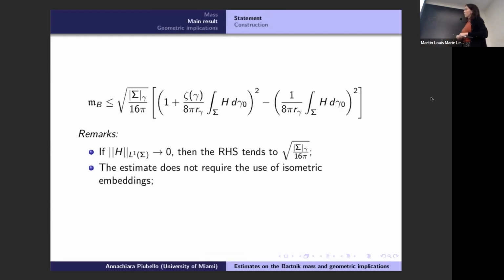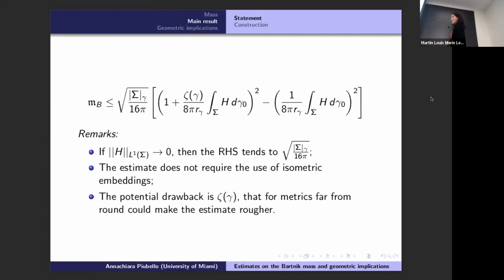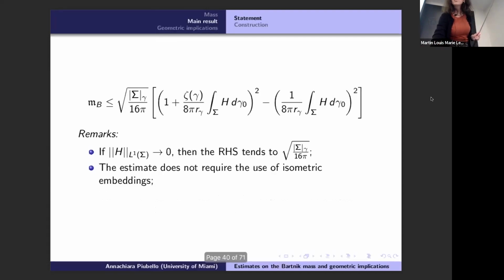Moreover, the construction that we use does not require the use of isometric embeddings. However, the price we pay for that is this quantity zeta gamma. Because zeta gamma, as we saw in the previous slide, will go to 0 whenever the metric is close to the round metric. However, if it's not close to the round metric, this potentially could get very big, and that will make the estimate pretty rough. So in that sense, this is the only drawback of this estimate. Okay, so now I'm going to present the construction.